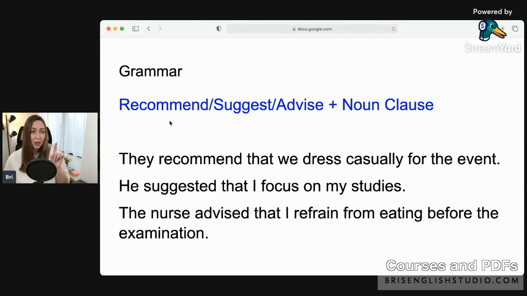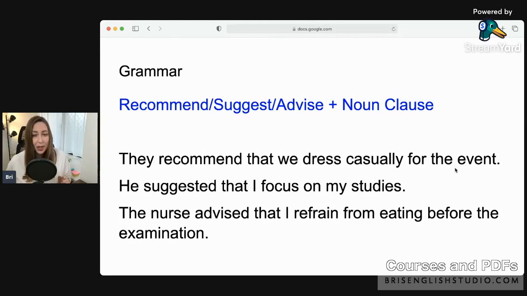We can also use all 3, recommend, suggest, advise, plus a noun clause. Okay? So here, they recommend that we dress casually for the event. So if you're going to an event, maybe the people who are hosting the event say, we recommend that you dress casually, okay? You dress casually. So they recommend that we dress casually for the event, okay?